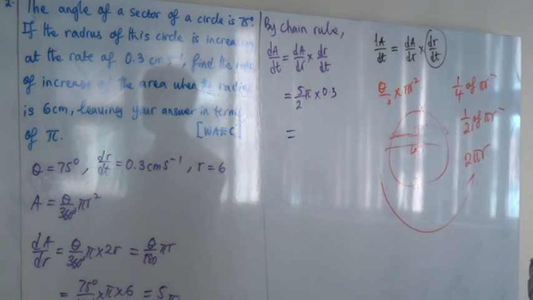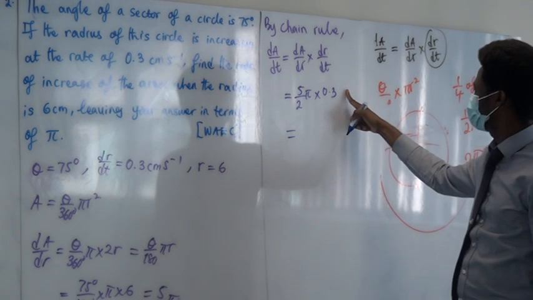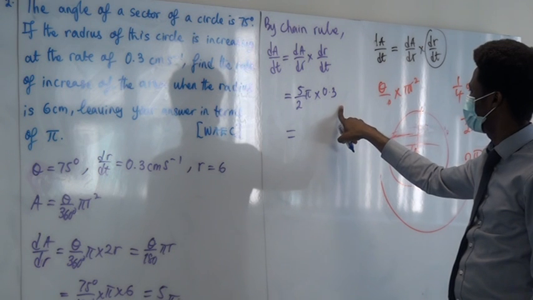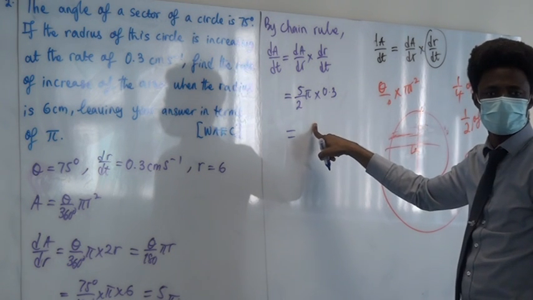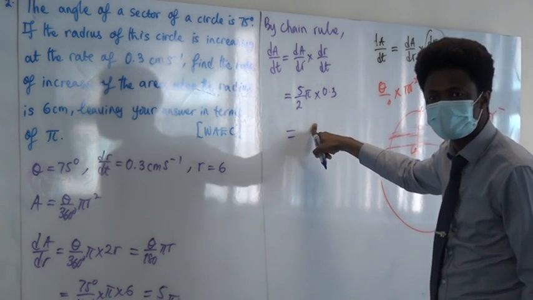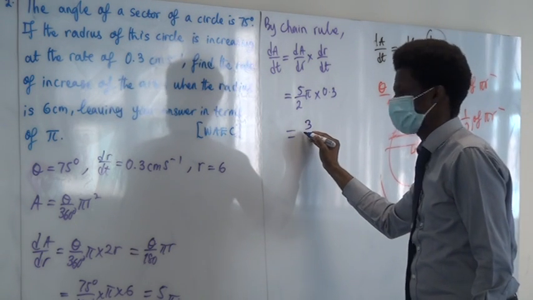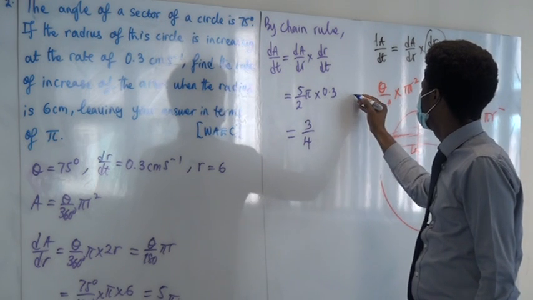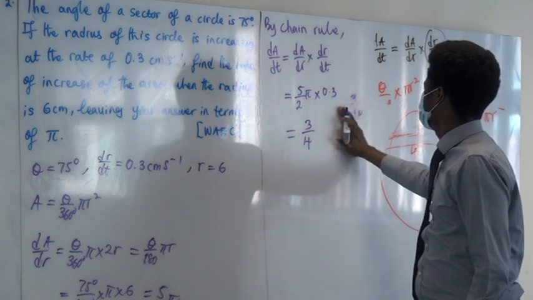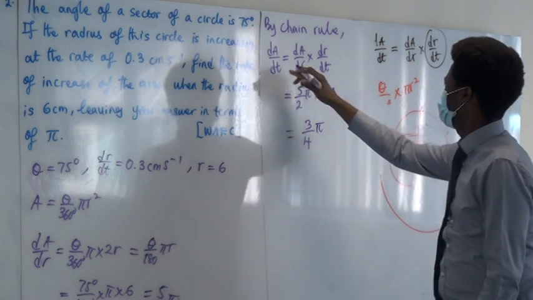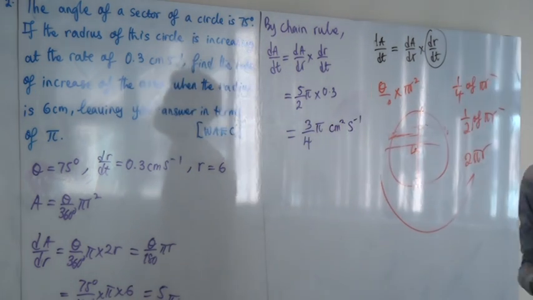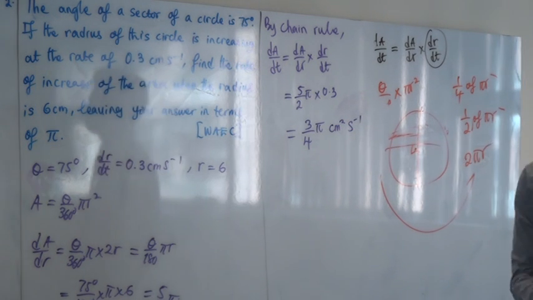So let's multiply. This is going to be 3 over 10. 15 over 20 is divisible. What's that? Speak louder, please. 3 over 4. Right? Oh yeah, 3 over 4 pi. And that will be cm squared per second. It says in terms of pi, leave in terms of pi.